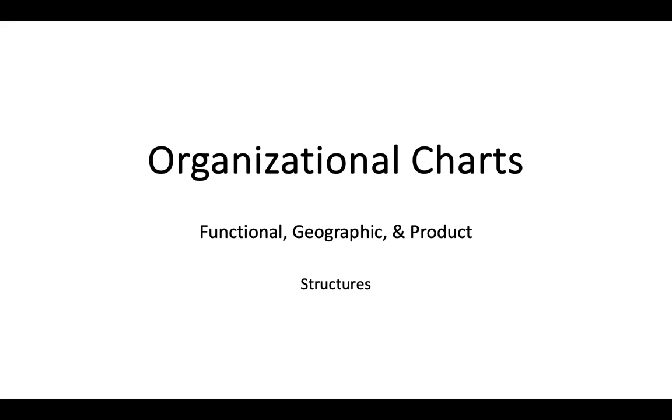Hello, everybody. Let's look at how organizations choose to organize themselves and how they convey that organization in an organizational chart. There are three different options that we're going to talk about now, among other types of options. The first one is a functional structure, the second one is a geographic structure, the third one is a product-based structure. So, let's look at the first one, functional.